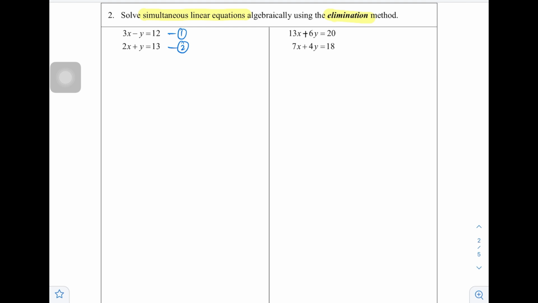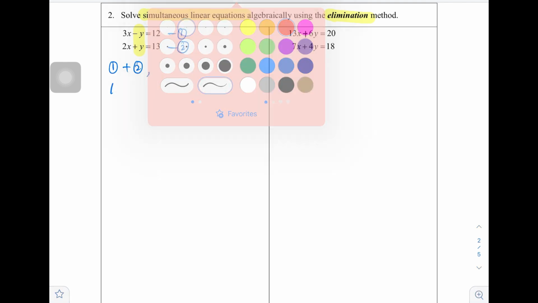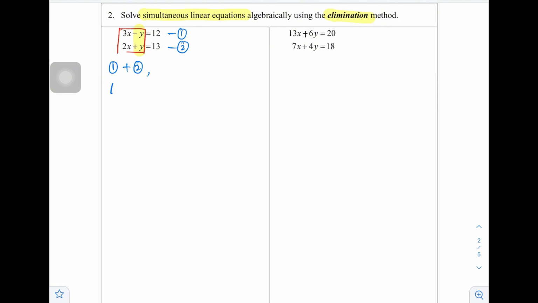If you look carefully at this pair of equations, you will see that the numeric value of the coefficient of y is the same, which is 1, because we have negative y and y. So we can easily eliminate y by adding equations 1 and 2. If I add the two equations together, it is the same as adding the left hand side of both equations and equating it to adding the right hand side of both equations.